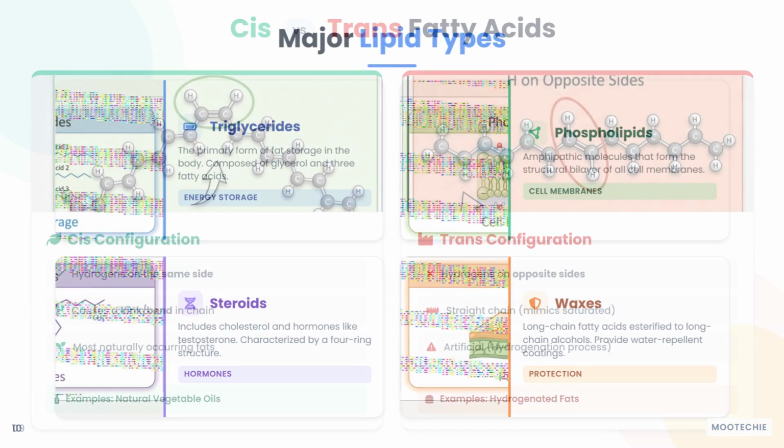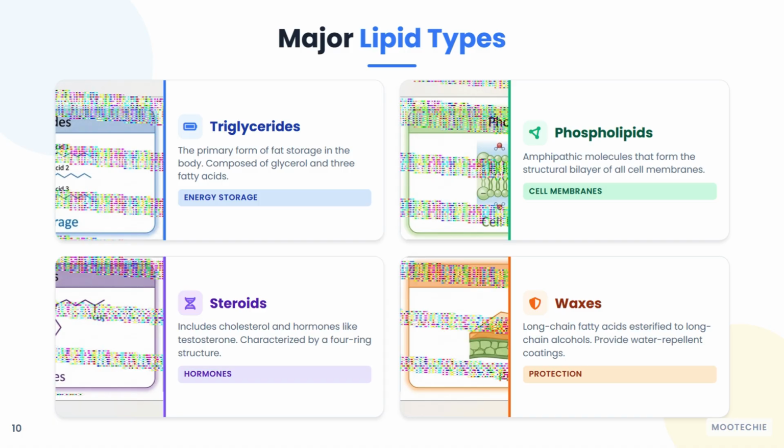Now, let's meet the major lipid types and their unique jobs. First, triglycerides. These are the primary form of fat storage in the body, composed of that glycerol and 3 fatty acids we keep talking about. Their primary function is energy storage. Then phospholipids. These are amphipathic molecules, meaning they have both a water-loving and a water-fearing part. This amazing property allows them to form the structural bilayer of all cell membranes.